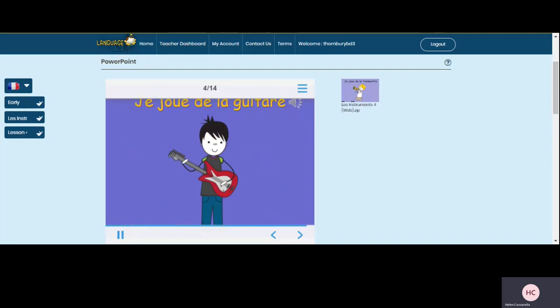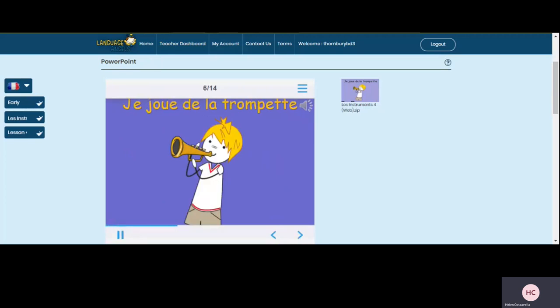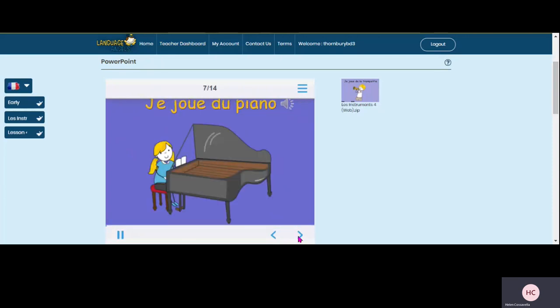This one is je joue de la guitare. Je joue de la guitare. Je joue de la clarinette. Je joue de la clarinette. This one again is je joue de la trompette.